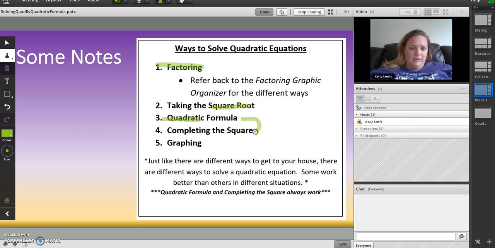The quadratic formula and completing the square always, always, always work, no matter what. They are just super long.